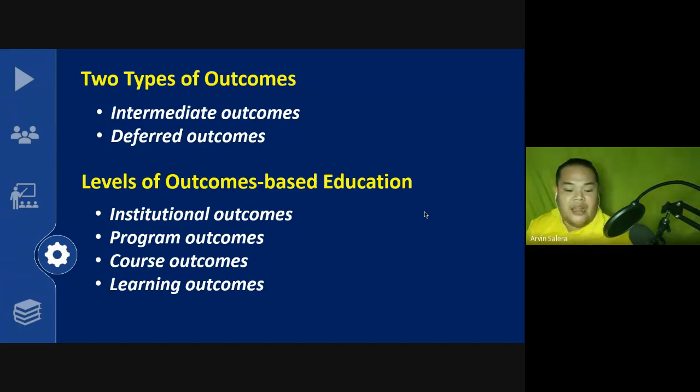Next are the levels of outcomes-based education. So, institutional outcomes. So, ato ning himay yung tagsa-tagsa. So, the levels of outcomes-based education. Remember that success in the implementation of outcomes-based education lies in the clear alignment of the institutional, program, course, learning, and assessment goals. Therefore, it is necessary that these OBE levels must be consistent with one another. Moingon galita consistent with one another.